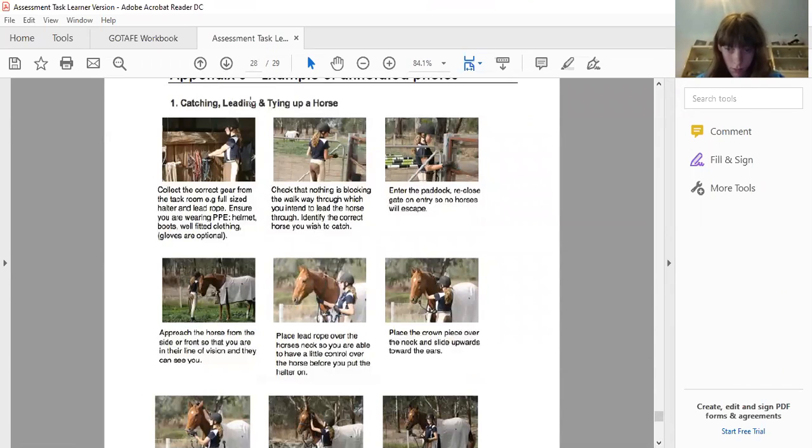So this one's looking at catching, leading, and tying up a horse, but it shows you a photo in appropriate horse gear. She's got gloves on, helmet, and then underneath she's saying, okay, collect the correct gear from the tack, e.g. a full-sized halter and lead rope. So that's something you may consider for George.